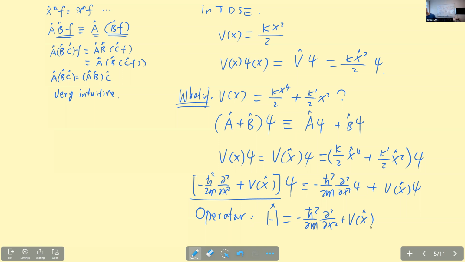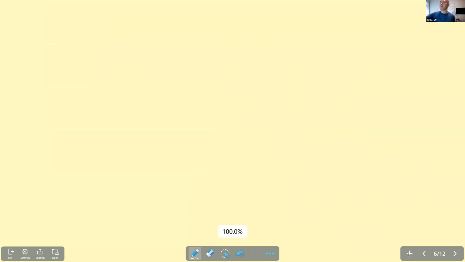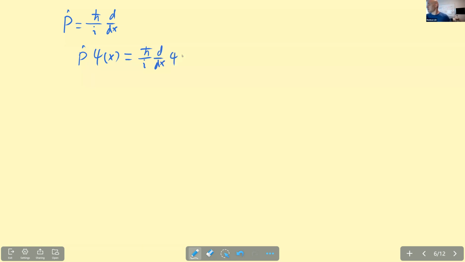Right. So this is the Hamiltonian. Okay. And there's another interesting operator, momentum. This one is defined as h bar over i d over dx. Okay. Let's check this. For example, if we put this acting on a wave function, that equals h bar over i d over dx plus x, right?